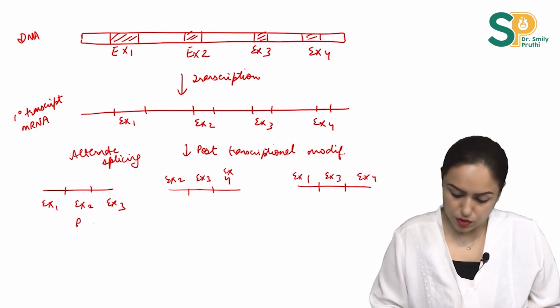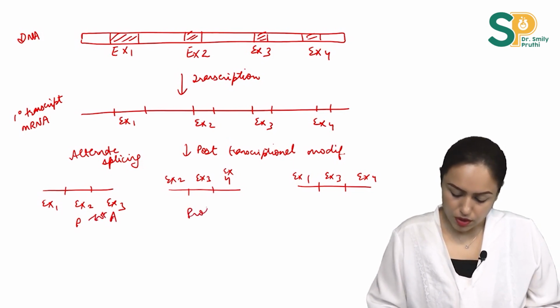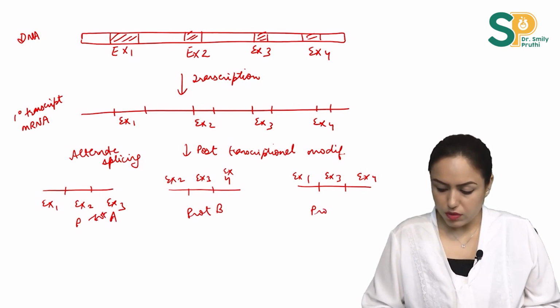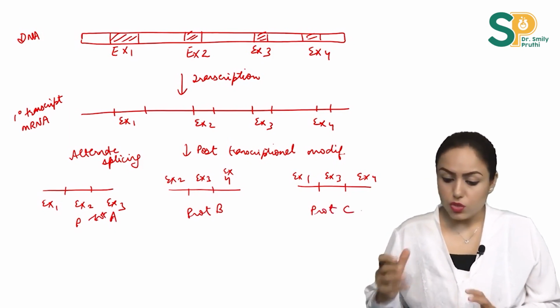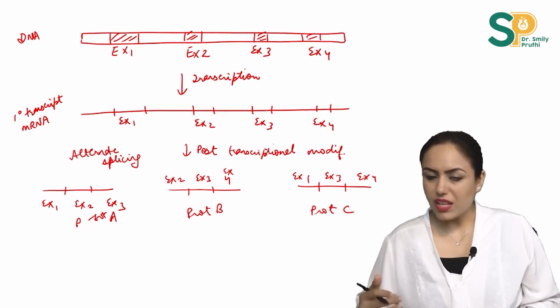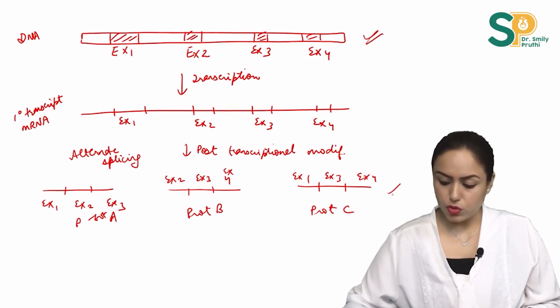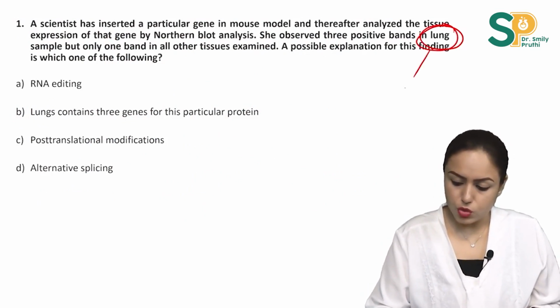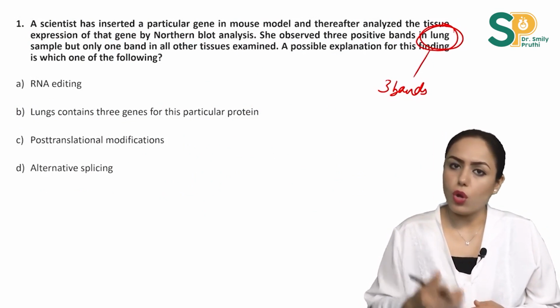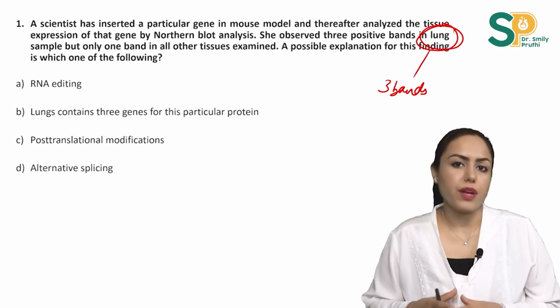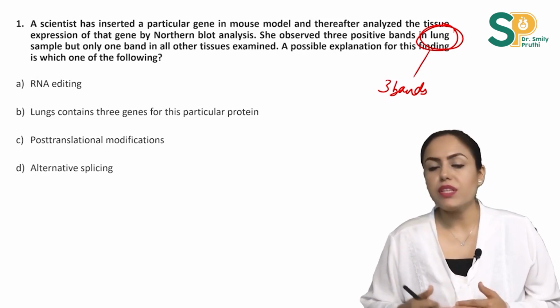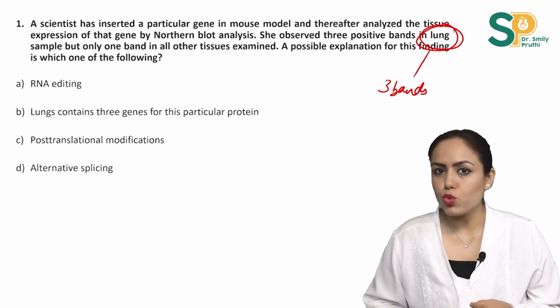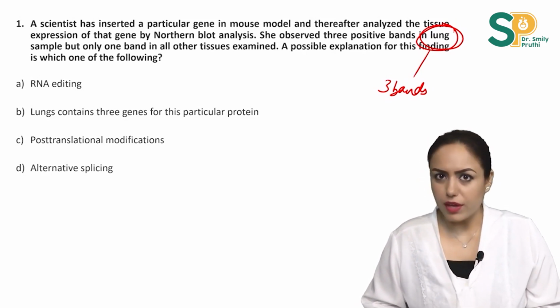So this will give rise to protein A. This will give rise to a different protein, protein B. This will give rise to a different protein, protein C, okay? So this way alternative splicing makes it happen that a single gene will give rise to different proteins, right? Now in this question, when they say that lungs are showing 3 bands of RNA, it means alternative splicing is happening in lungs and we are getting 3 different mRNAs. But in other tissues, only one spliceosome is formed and only one mRNA we are getting, right?